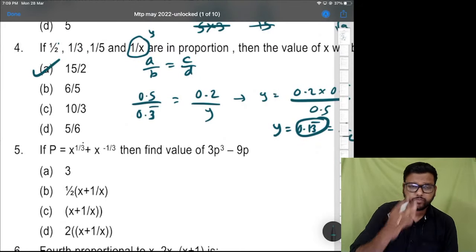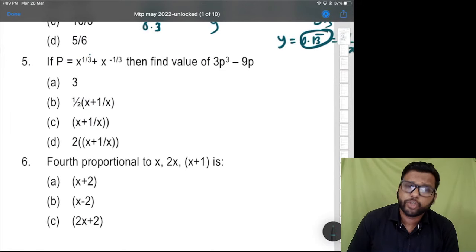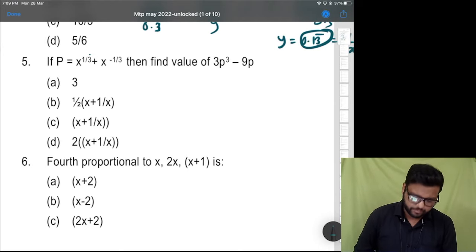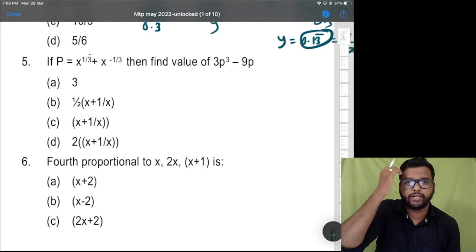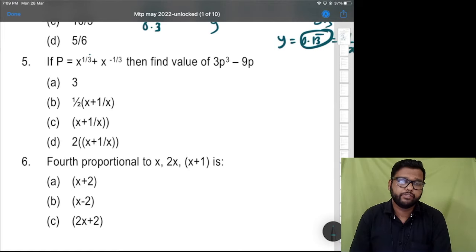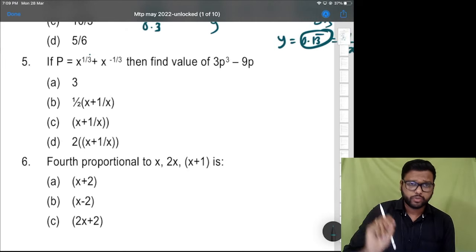Okay. Next, if p is x raised to 1 by 3, cube root of x, plus x raised to minus 1 by 3, 1 by cube root of x. Then find value of this. Easiest way to do this is assume x as something. Now what is the best thing to assume? Generally don't assume 1 because there can be multiple answers then. Okay, you will not get one concrete answer. So I think it's best to assume 8 because cube root of 8 is 2, right?